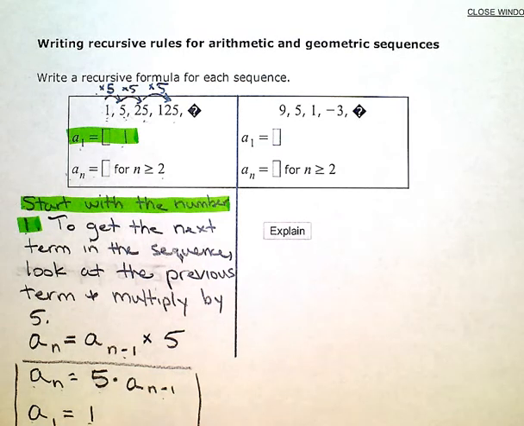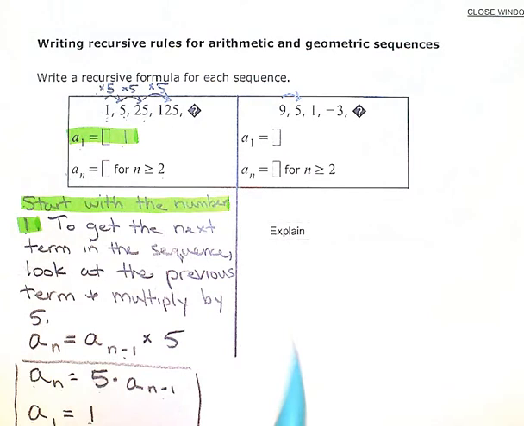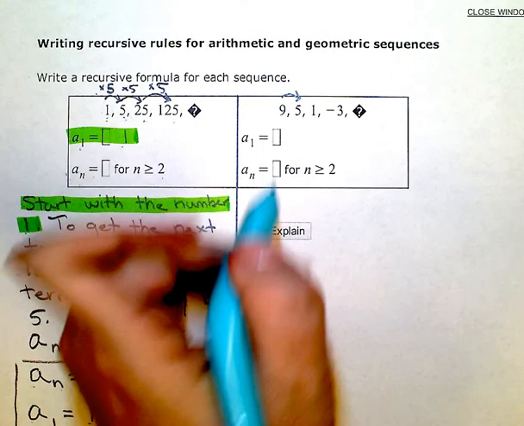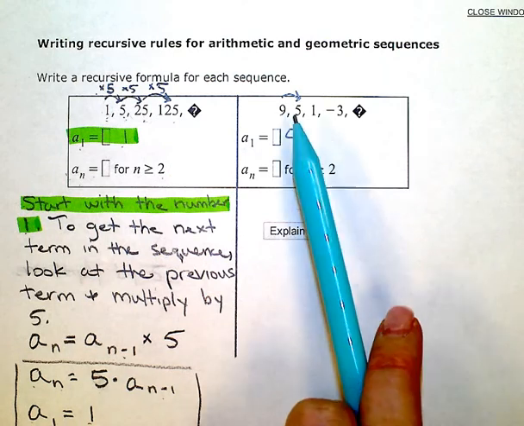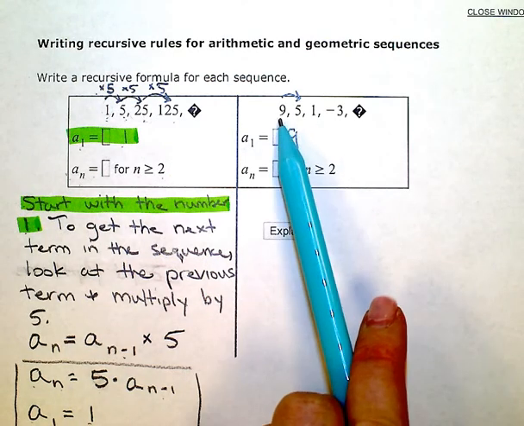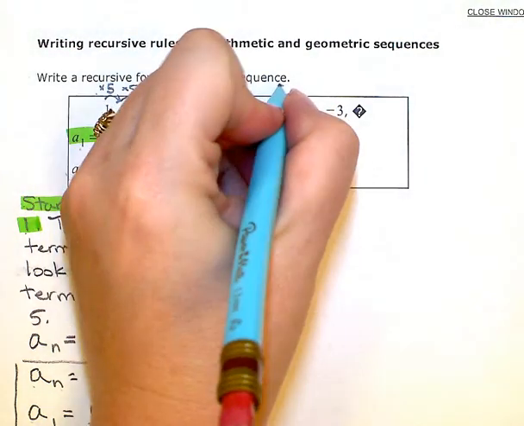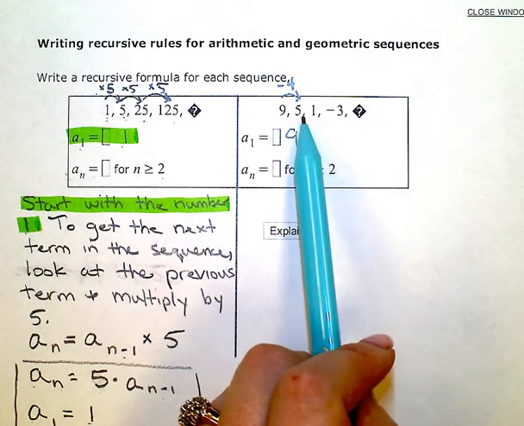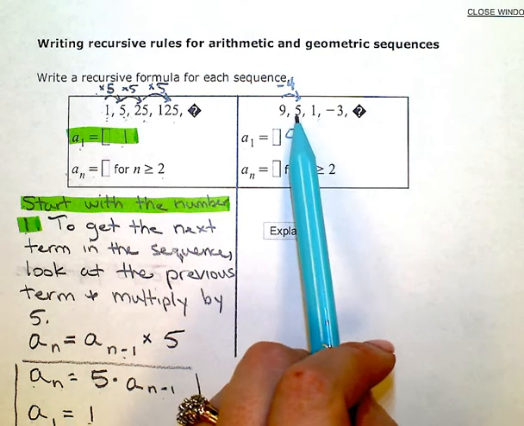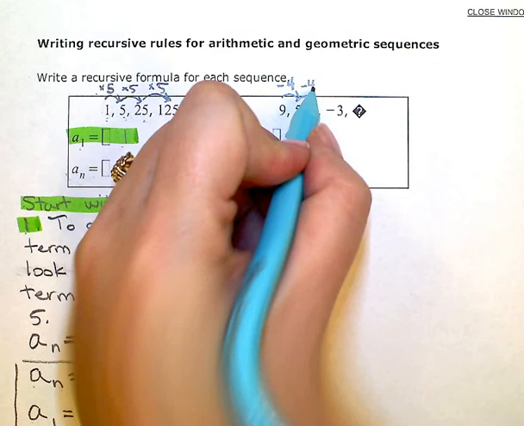All right, so for this next one, okay, first I need to look and see what my pattern is here. So my value of my first term is 9. I'm starting with 9, so a sub 1 is 9. And then how do I get to the second one? I go backwards to 9, and it looks like maybe I'm subtracting 4 every time, okay? Now, starting with 5, if I want the next one, I need to go back to the 5 and subtract 4, okay? So my pattern is this, subtract 4.